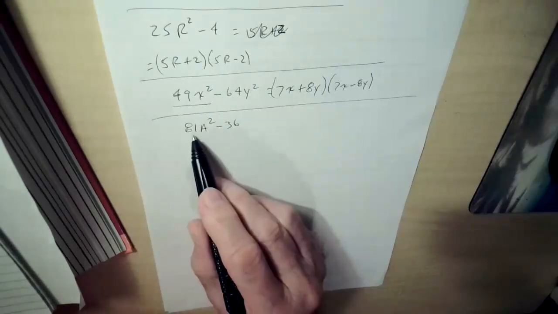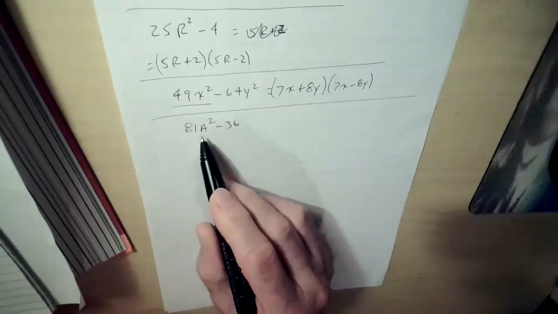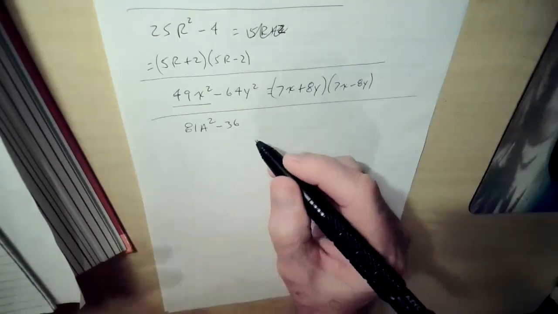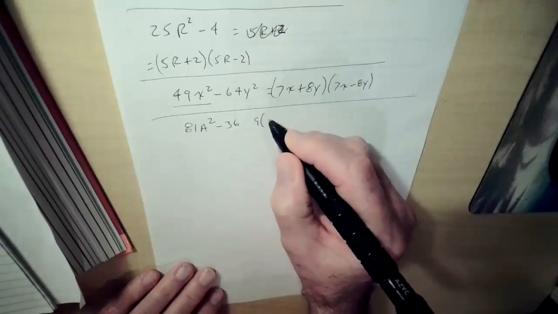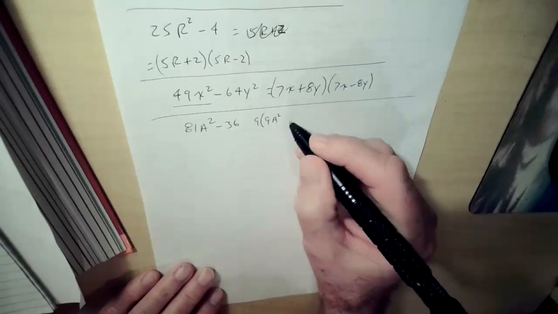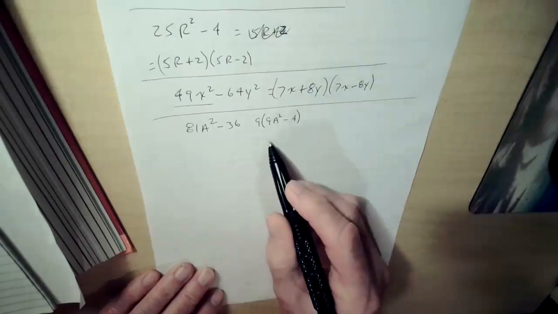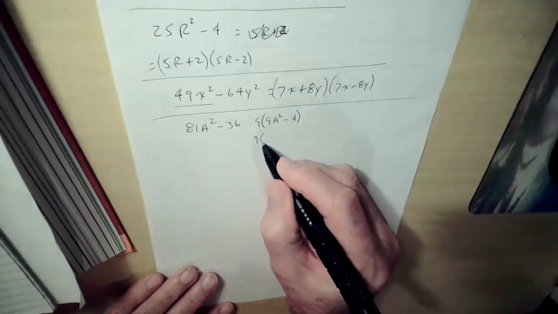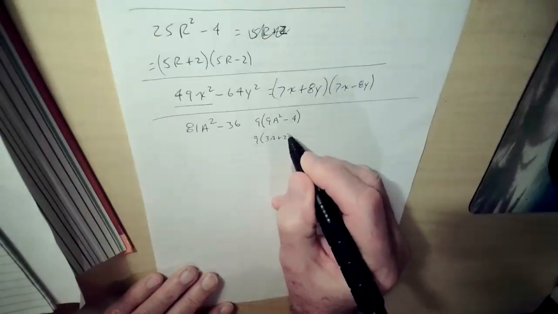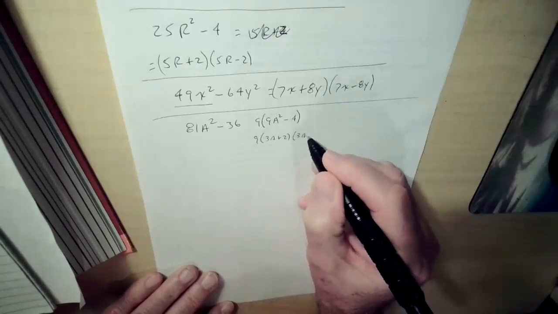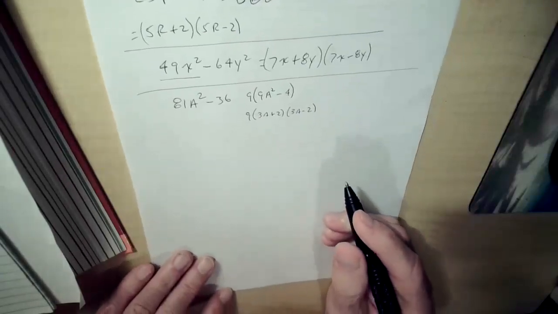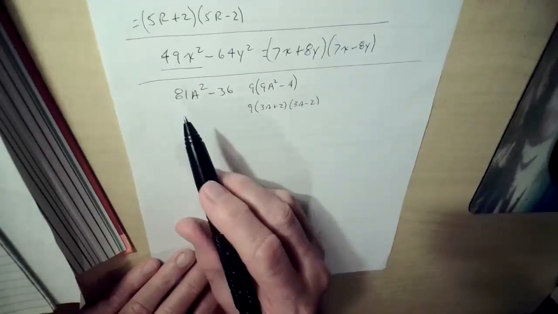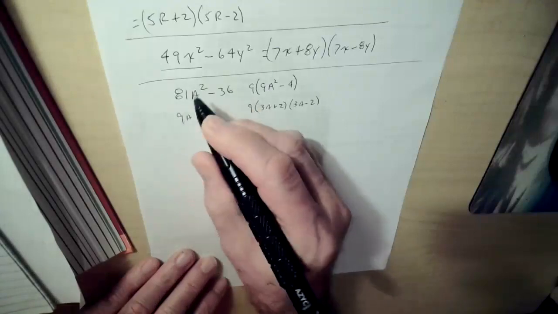Now, this is something you might see: 81a squared minus 36. Each one of these is a perfect square, so you can do it that way, or you can factor a 9 out of this. 9 times 9a squared minus 4. Now each one of these also is a perfect square. So you've got 9 times 3a plus 2, 3a minus 2.